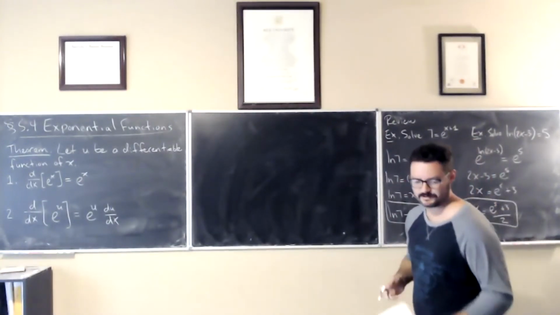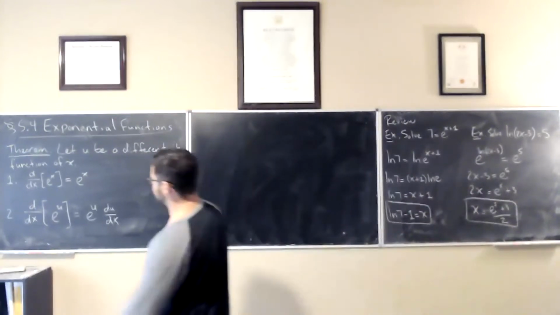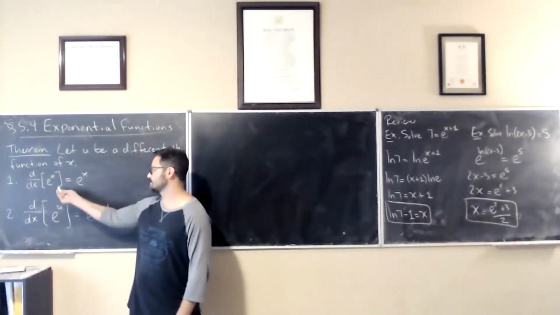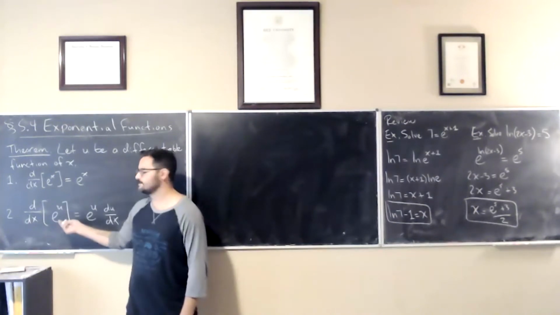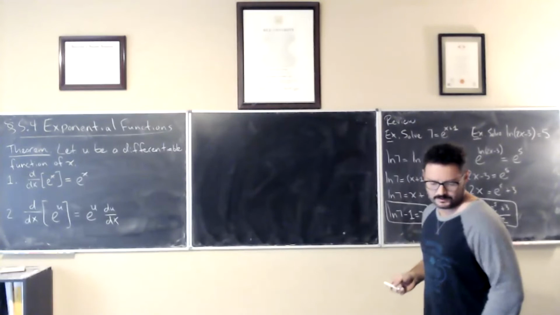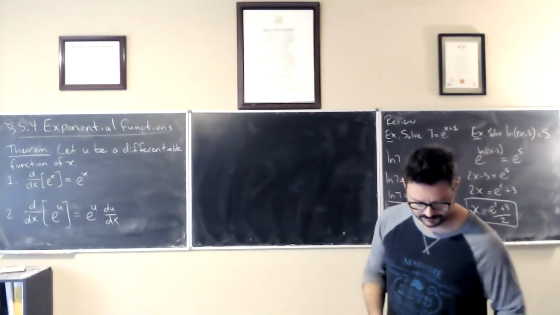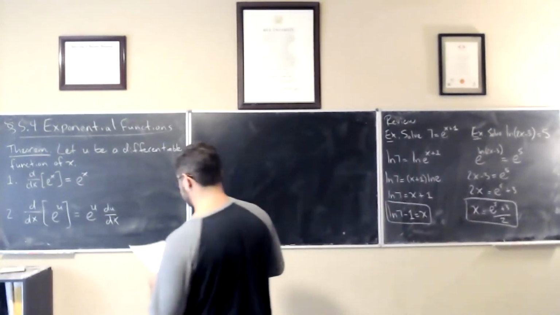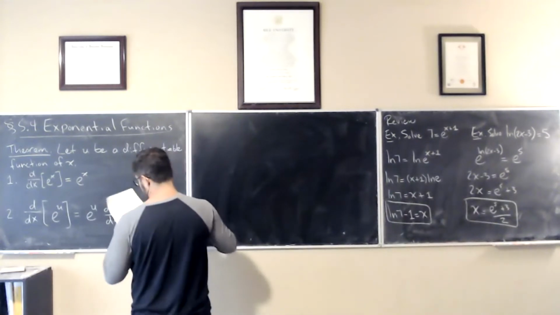So why would this be the case? If we don't have to prove that one, we just have to kind of argue to ourselves why that's true, and then this is just the chain rule. What do I have here?